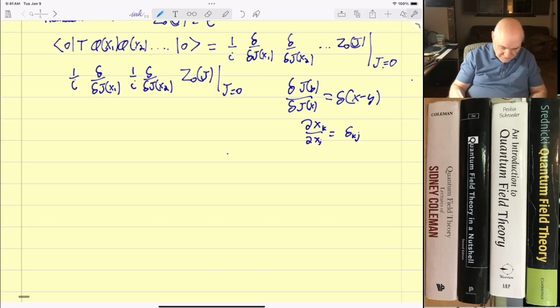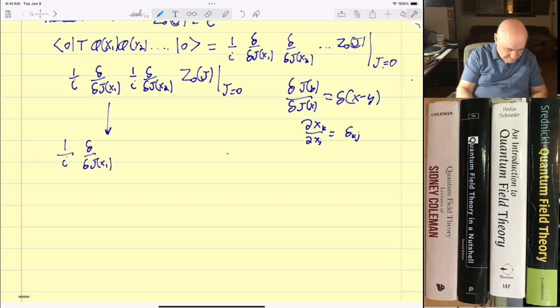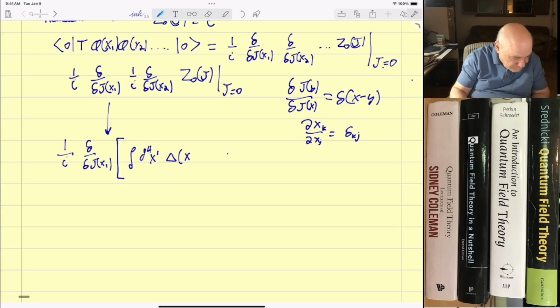Okay. So continuing on with this, we get 1 over i delta over delta J(x1), the integral of d4x prime delta(x2 minus x prime) J(x prime) Feynman propagator, Z0[J], all of this evaluated at J equals 0.